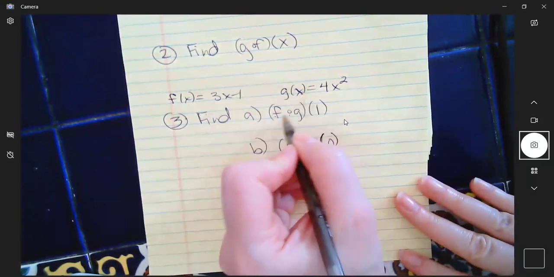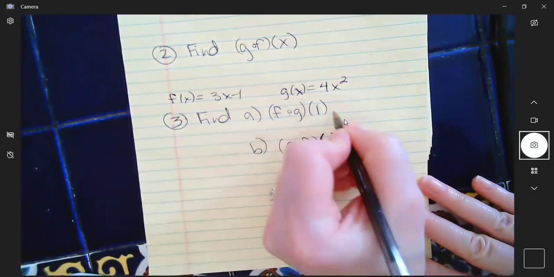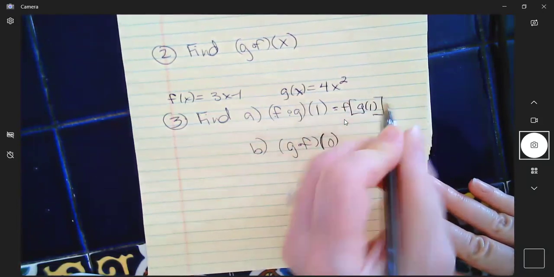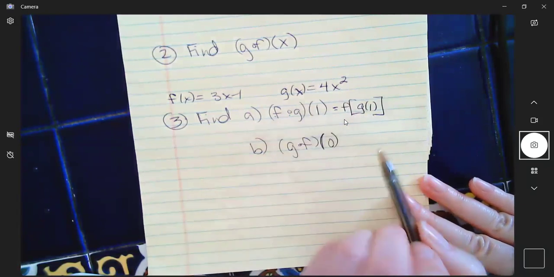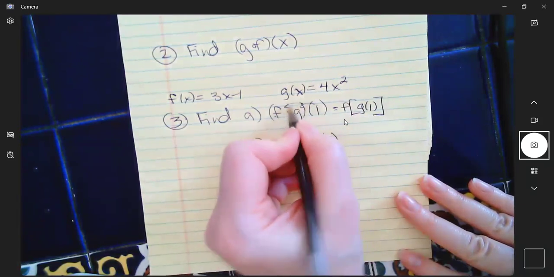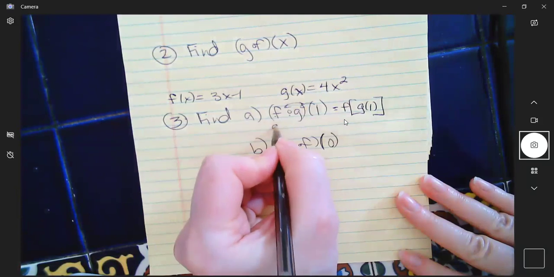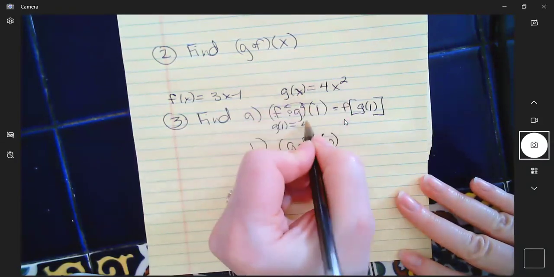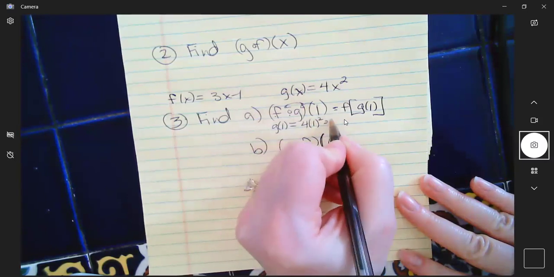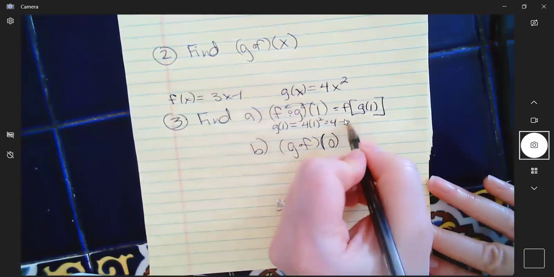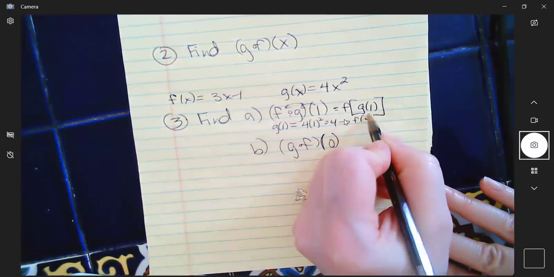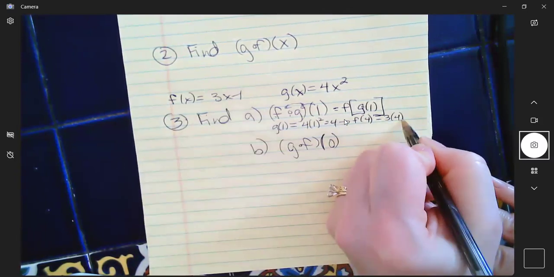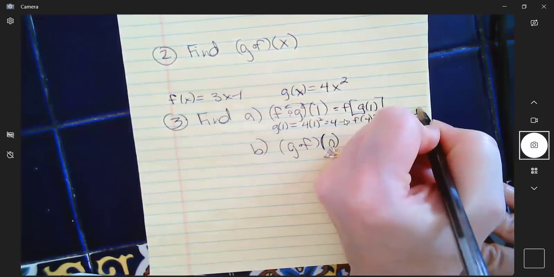This says g of 1 will be composed first. And once we figure out what g of 1 is, we'll put that answer into f of x. So it kind of goes like this. All right, so let's figure out what g of 1 is. I'm going to do it separately. So g of 1 would be 4 times 1 squared, which is just 4. Okay, so that's going to go into f of x. So we'll put 4 into f of x. That's 3 times 4 minus 1, which would be 11.